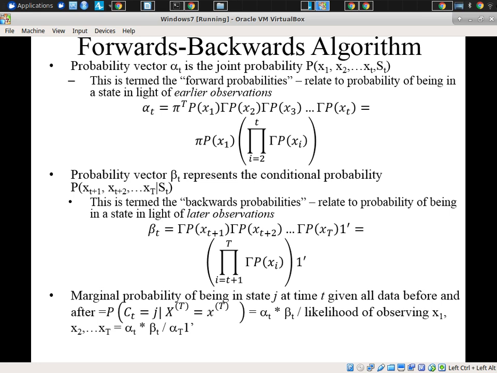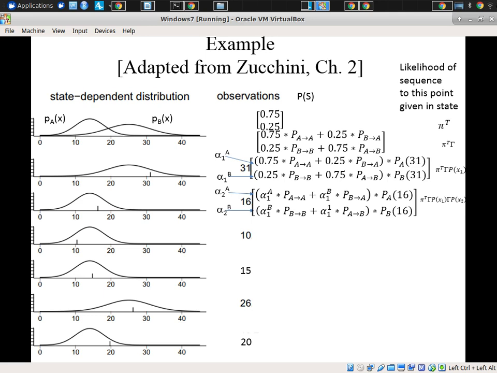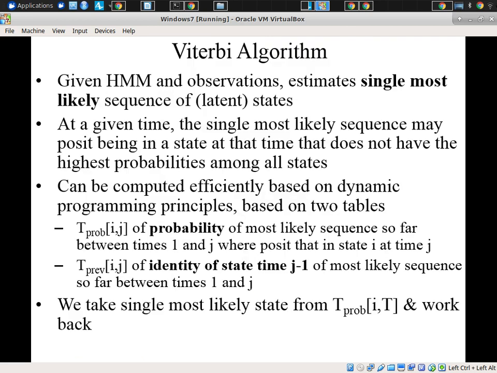And it turns out, if you want to compute the full probability of being in state J at time T, given all the data before and after, you just multiply these together and you divide by the likelihood of observing the value x sub 1, and that's equal to this quantity here, and that will take into account both forward and backward retrospectively. What state was I in this time or that time, or what's the probability I was in state A versus state B here? What was the probability I was in an outbreak state or non-outbreak state here? What's the probability I was in a non-outbreak or outbreak state there? Does that make sense? Okay. So these are the forward-backward outcomes.